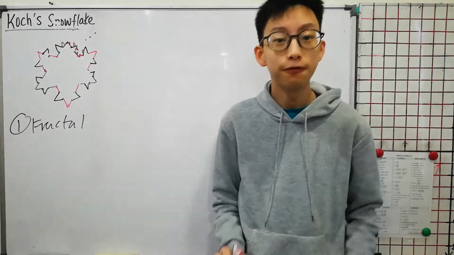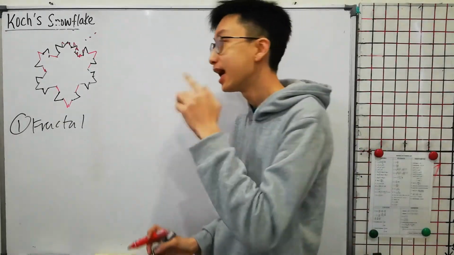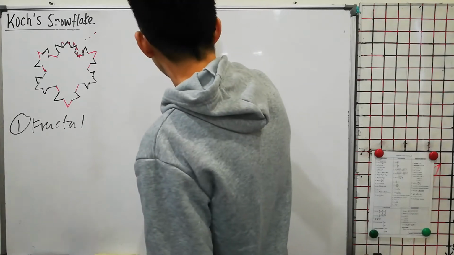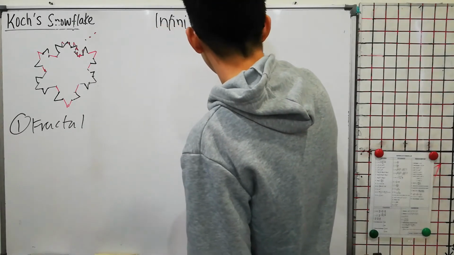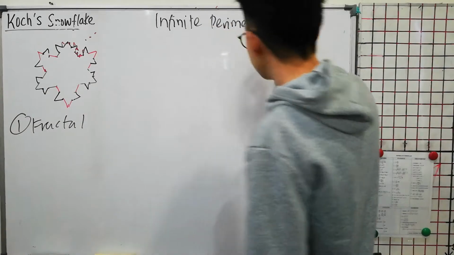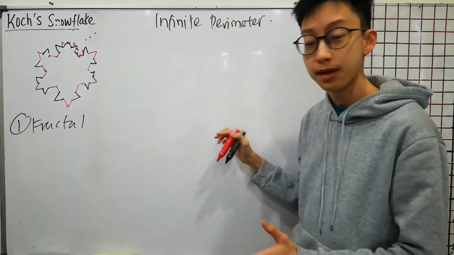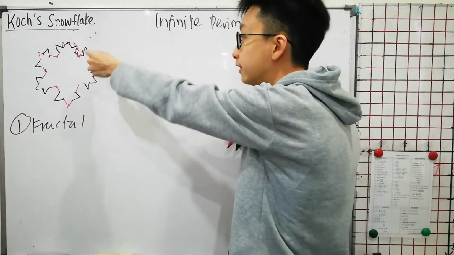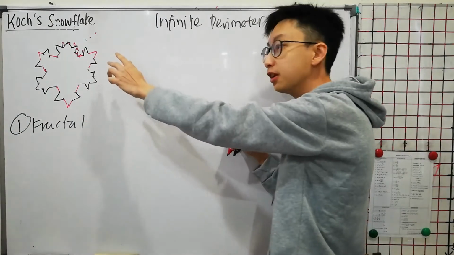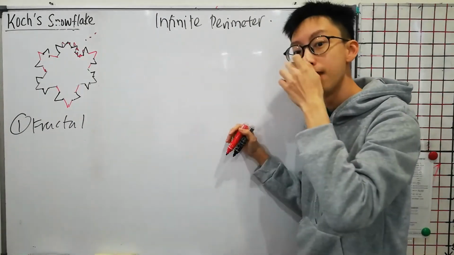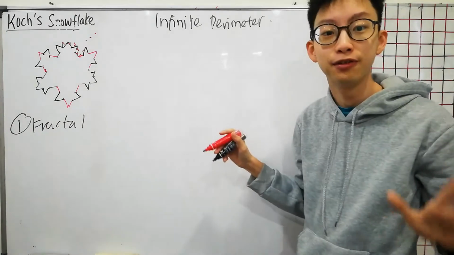The second cool fact about this shape is that it has an infinite perimeter. Does it make sense? We do it infinitely many times. We have infinitely many smaller bumps, so it kind of makes sense, right? But don't worry, I'll prove it to you now.